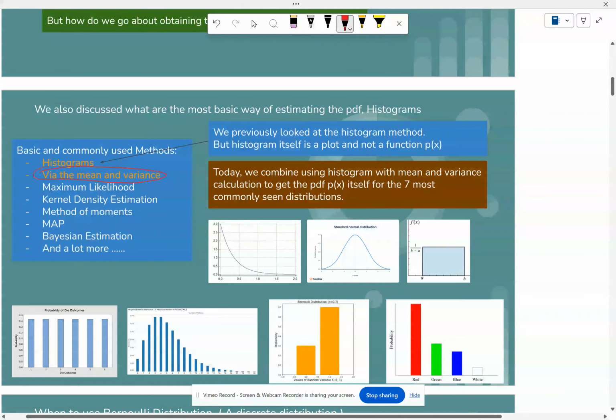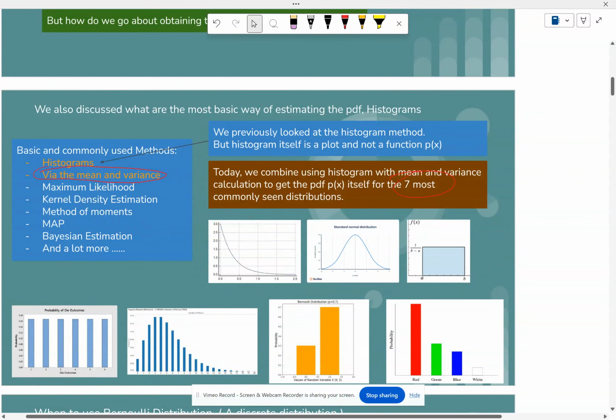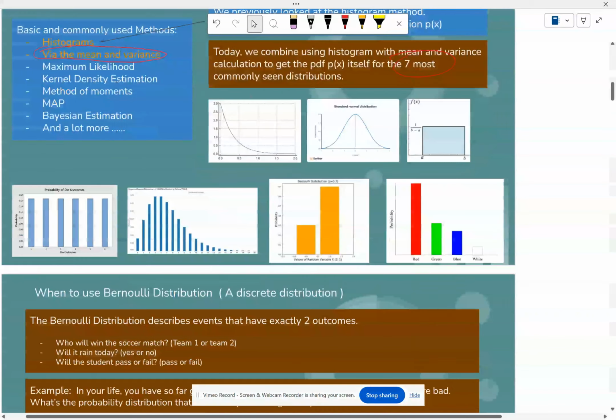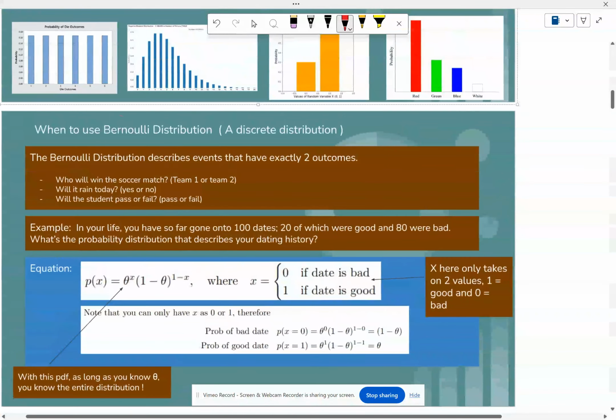We're going to learn seven of the most commonly seen distributions. These are the ones that you will most likely see in your research and studies. And by recognizing them, it allows you to model it with the appropriate equation. So the very first one is called the Bernoulli distribution.